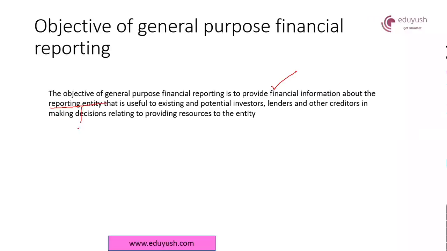Who is the reporting entity? Any idea? It's a company. So if I am talking about Alpha company's objective of preparing general purpose financial reporting, Alpha is a reporting entity. If I'm talking of Beta's objective to prepare, Beta is a reporting entity. So the objective of general purpose financial reporting is to provide financial information about Alpha or Beta that is useful to whom? Investors, stakeholders, lenders, creditors in making decisions relating to providing resources to the entity.